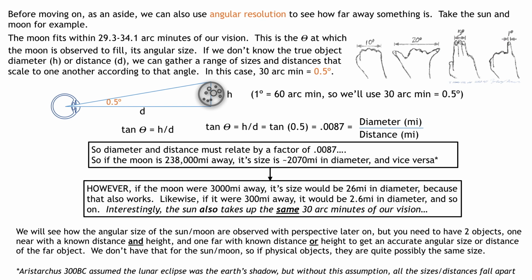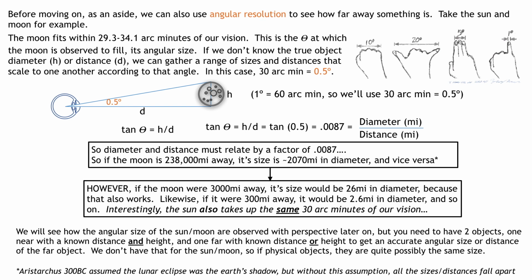However, if the moon were 3,000 miles away, its size would just be smaller. It would be 26 miles in diameter, because that also works. Likewise, if it were 300 miles away, it would be 2.6 miles in diameter, and so on. Interestingly, the sun also takes up the same 30 arc minutes of our vision. So we have our 2 lights in the sky taking up essentially the exact same angular size as one another. So they could be exactly the same size for all we know.